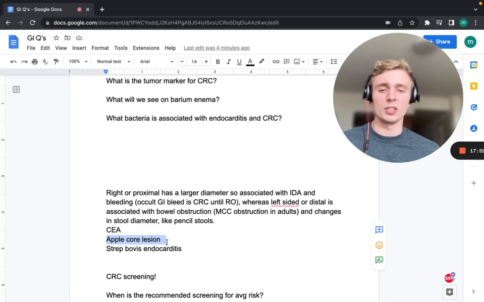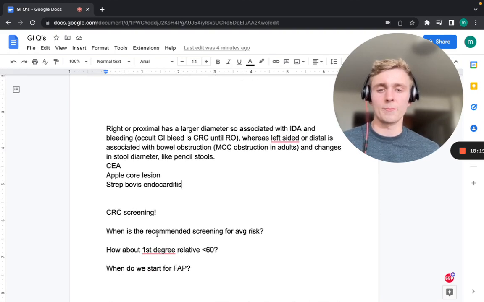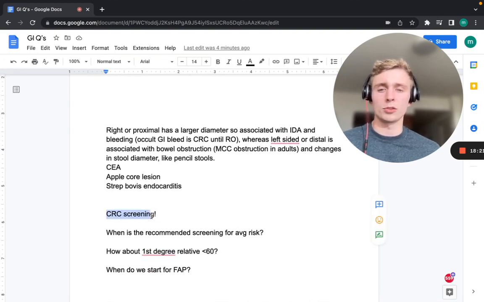An apple core lesion. So don't forget, apple core lesion is on barium enema. That's significant for colorectal cancer. And don't forget also strep bovis endocarditis is associated with colorectal cancer. So next questions are going to have to do with colorectal cancer screening. So it's important to know a few things about the screening and when to do it.